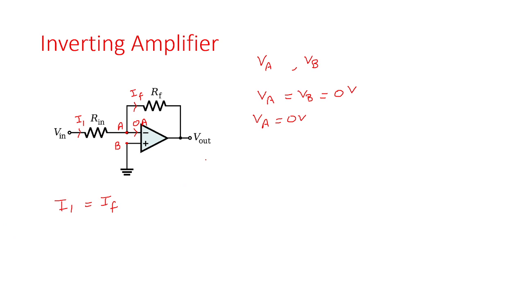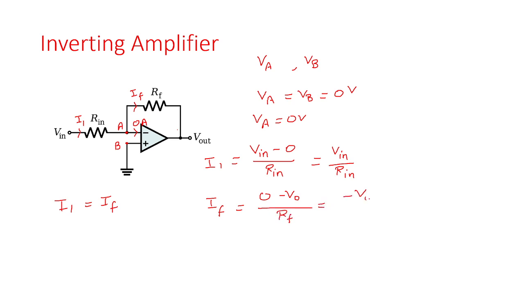What is I1? I1 is nothing but the current across the resistor Rin, and it can be written as the voltage drop across the input resistor, that is Vin minus 0 divided by Rin. How can we write like this? The potential at one terminal is Vin, the potential at the other terminal is VA, that is 0 volt. So it will be Vin minus 0 divided by Rin. So I1 is Vin divided by R1 or Rin. Similarly, we write IF, which is equal to VA minus Vout divided by RF. VA is 0, so it is 0 minus Vout divided by RF. So IF is equal to minus Vout divided by RF.